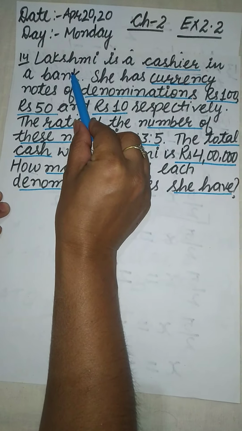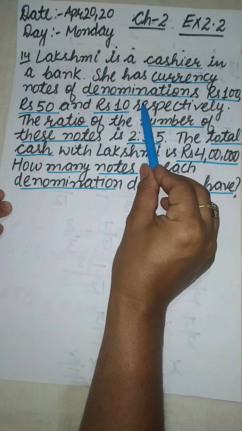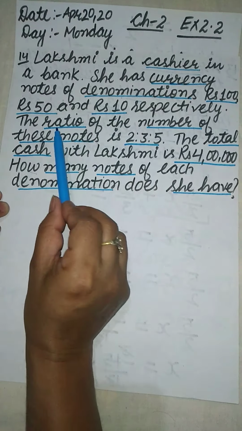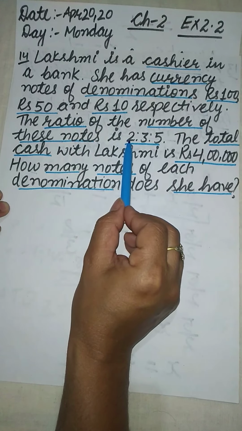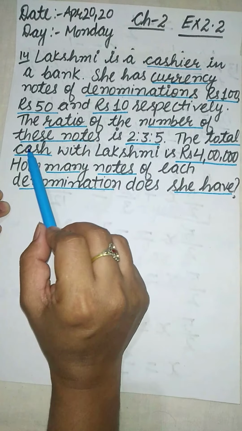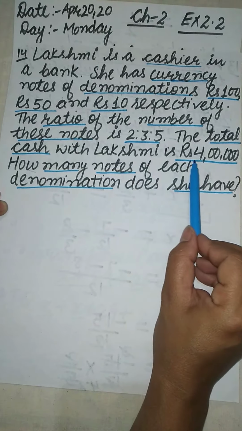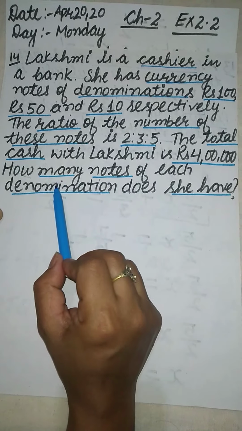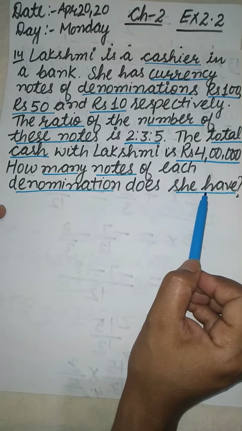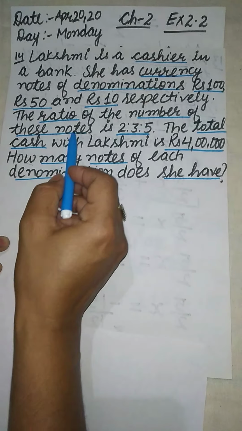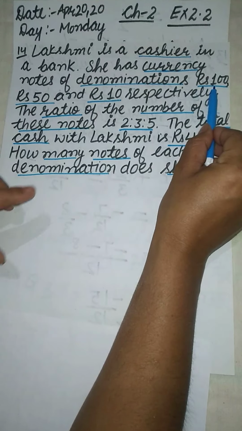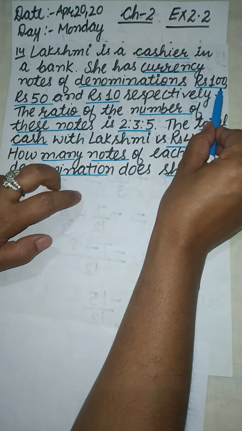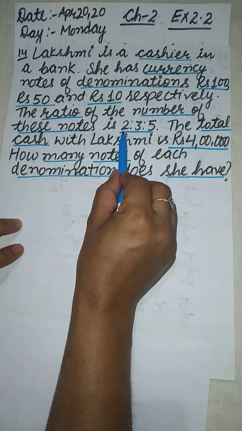Students, Lakshmi is a cashier. She has three types of notes, that is rupees 100, rupees 50 and rupees 10. And the ratio of the number of notes is 2:3:5. And the total cash she has is rupees 4 lakh. And we are to find how many notes of each denomination does she have. Firstly, we will let the number of notes, as the ratio is 2:3:5. So the number of notes of rupees 100 will be 2x.